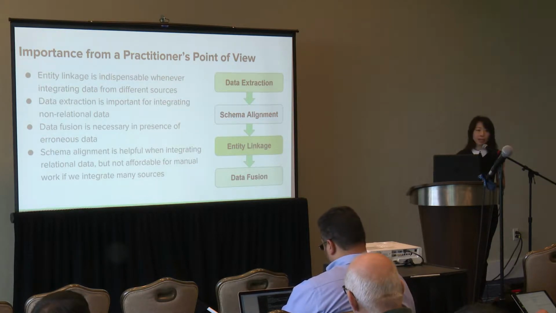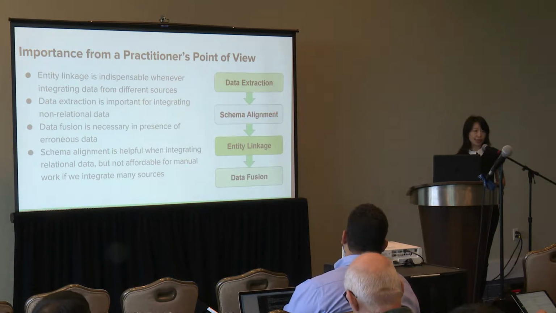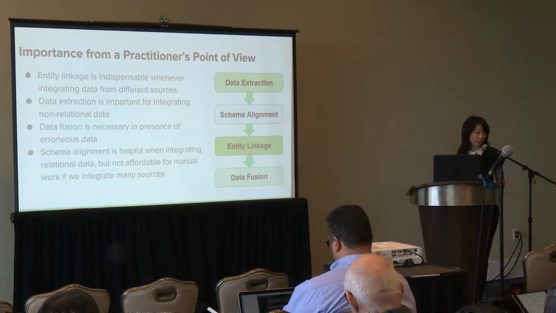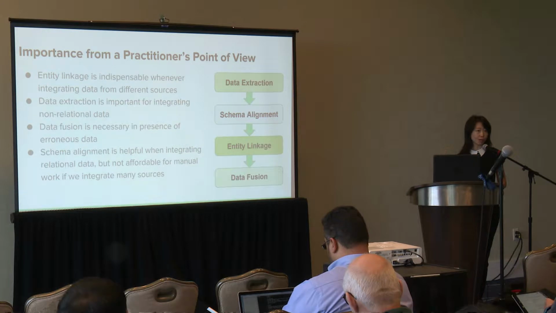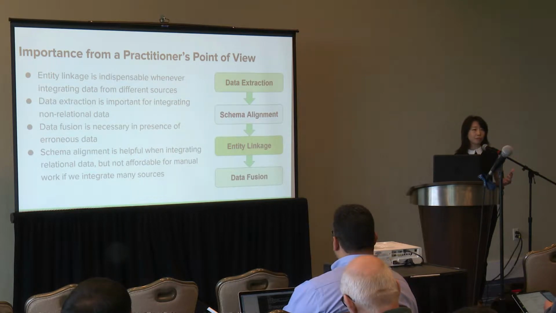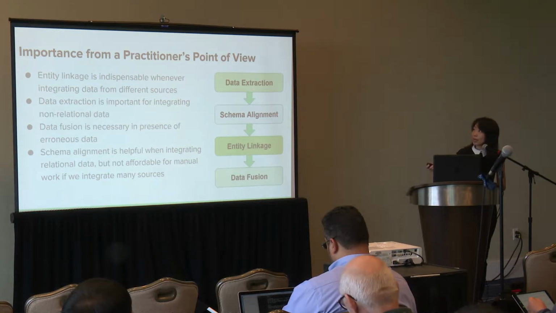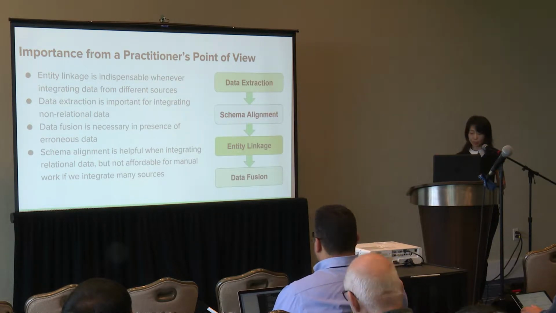And finally, schema alignment is important in a few cases. First, it is important for relational data. And this is partially because if we have semi-structured data or unstructured data, then data extraction is partially solving the schema alignment problem. And second, it is important when we have a lot of data sources. This is because if we have only 3 to 5 sources, the companies often want to hire some taxonomists or ontologists to solve the problem manually. But when we have a lot of sources, we cannot do this manually. We cannot afford it. So that's from the practitioner's point of view, and that would be the order that we will present these different components in this tutorial.